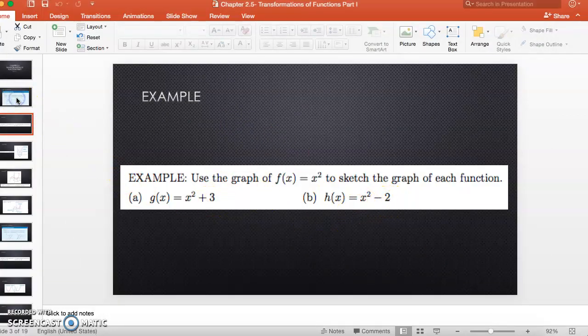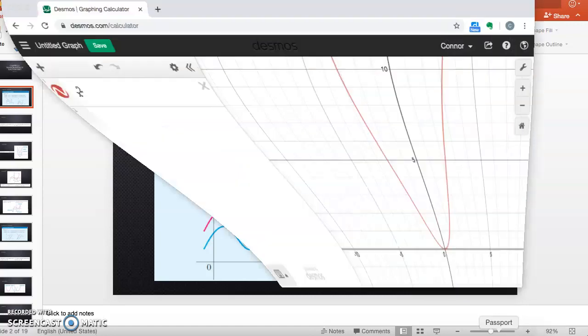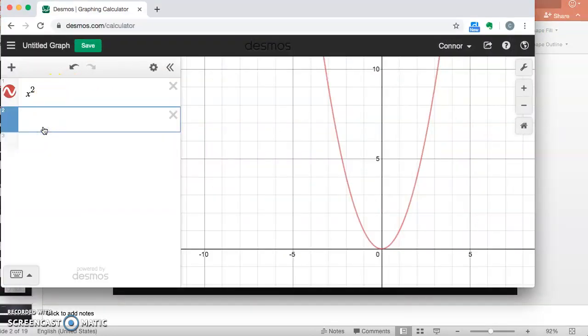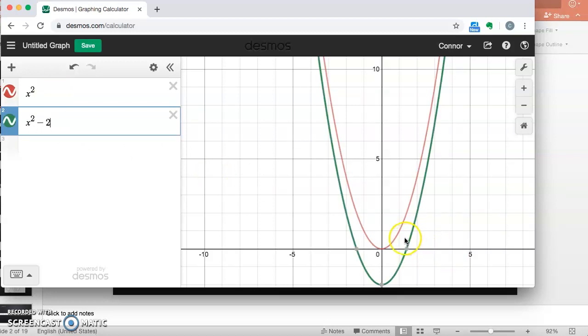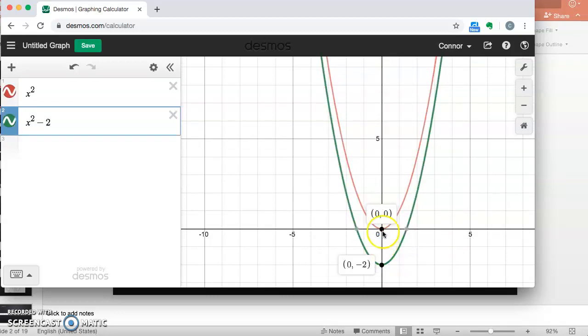Based on this previous example, we can see that this is being subtracted by 2, so this is going to shift our function down 2. So let's see if that works. We have our x squared, and we're going to subtract 2, and we can see that this shifted my graph down 2 units. So now our minimum value is at 0, negative 2, and it shifted all of our points down 2 units.